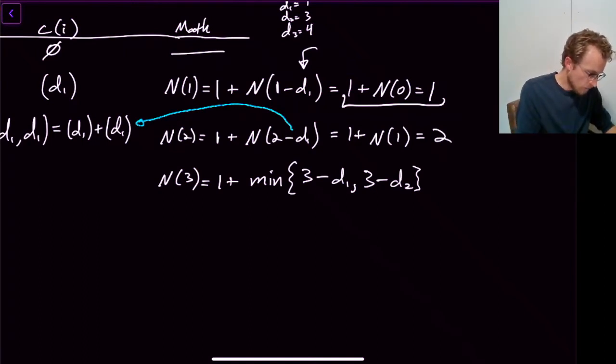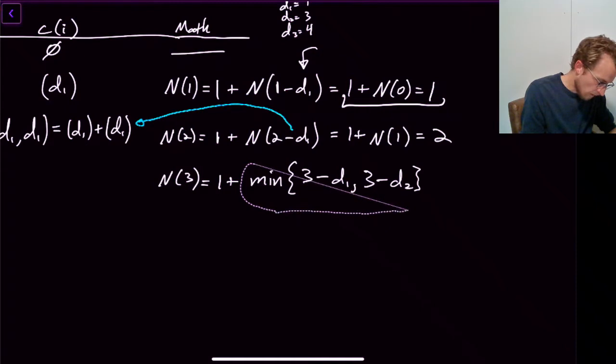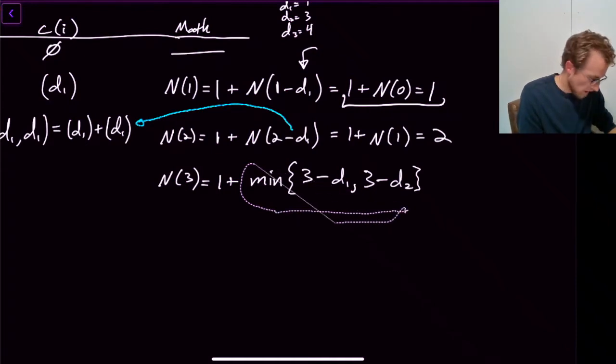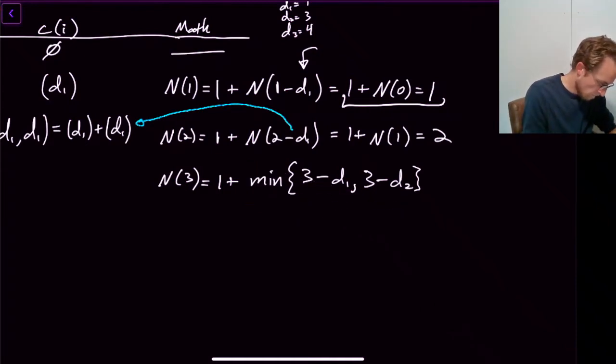Okay. So which one of these gives us a smaller number? Here, well, I need to actually scoot this over a bit. My minimum needs to go inside, or my n needs to go inside here.